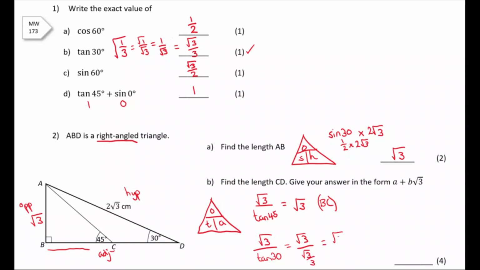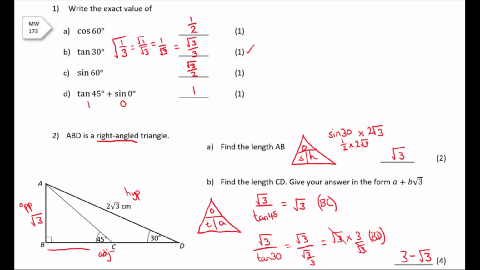Now when you divide fractions, it's the same as multiplying by the reciprocal. So the reciprocal of this is 3 over root 3. And when we multiply those together, these are going to cancel each other out. So we're just left with 3. So the overall length BD is 3. So if we want just CD, we're going to do 3 take away root 3. And that's the final answer.